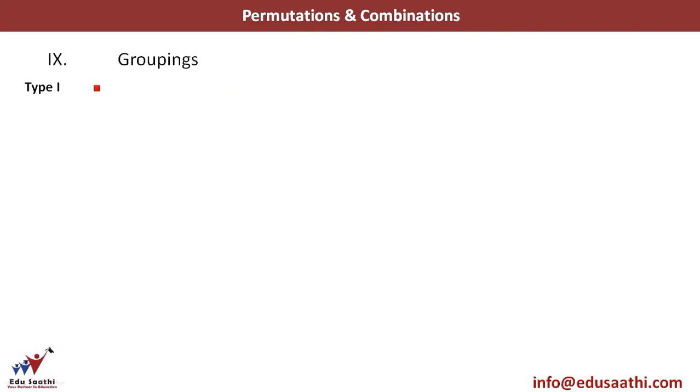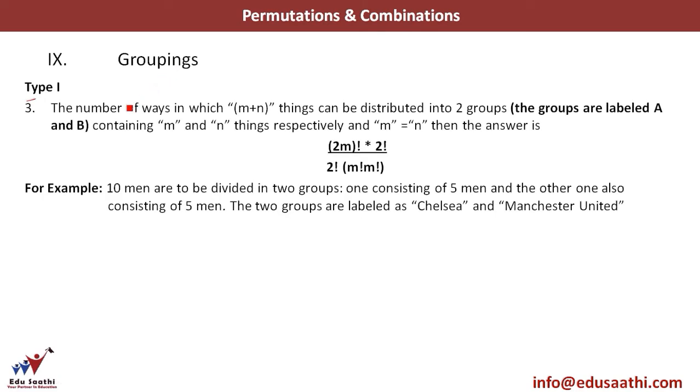Okay, let's move on to type 1, question number 3. Now the number of ways in which m plus n things can be distributed into 2 groups, the 2 groups are labeled A and B, containing m and n things respectively, such that m is equal to n. Now the answer is 2m factorial divided by 2 factorial divided by m factorial divided by m factorial. Now this is what the answer was in the previous case. But here what is the addition? That I multiply them by 2 factorial also.